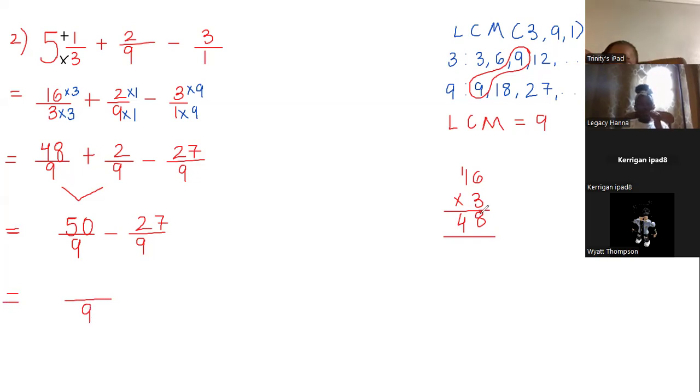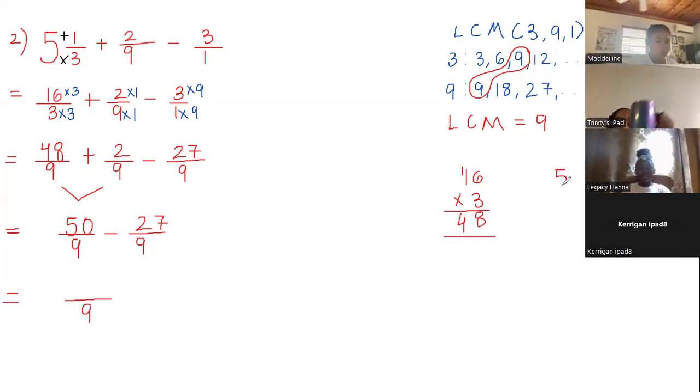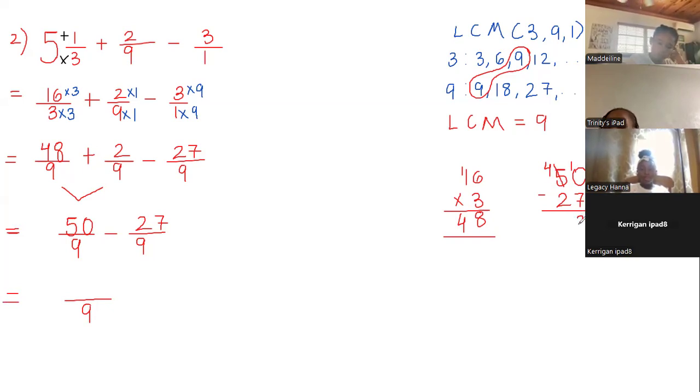And so we have 50 minus 27. What is 50 minus 27? 0 minus 7, we can't do that. So it's going to be 10 minus 7. What is 10 minus 7? 3. And 4 minus 2 is 2. It's going to be 23. Good. So we have 23 over 9.